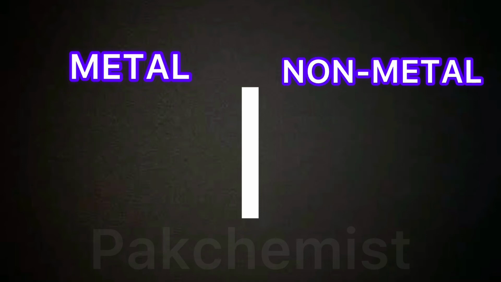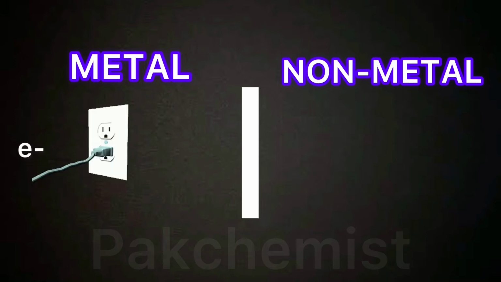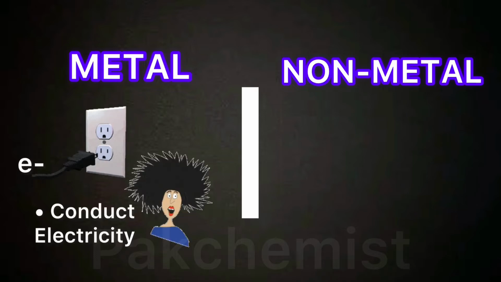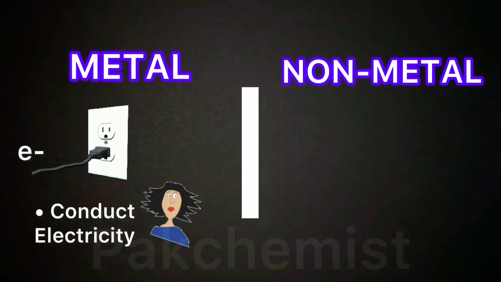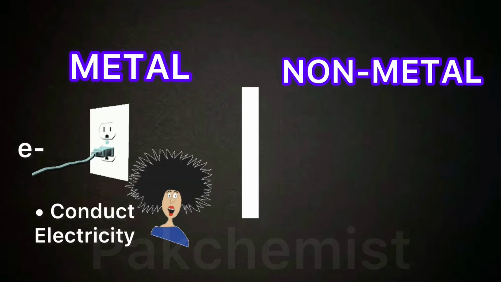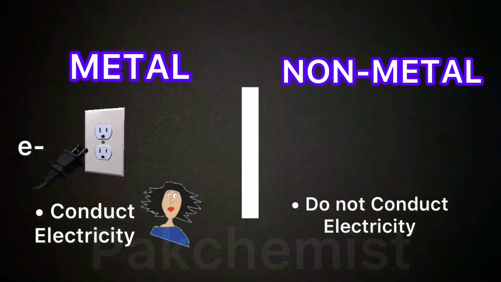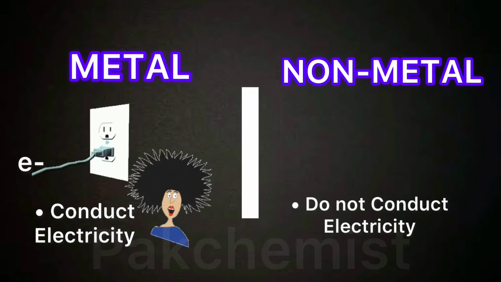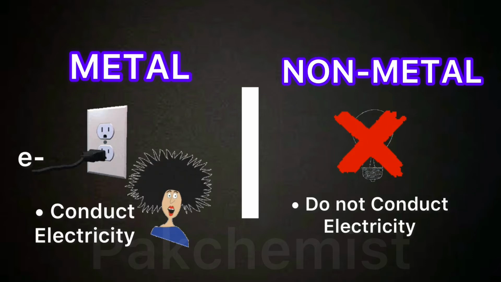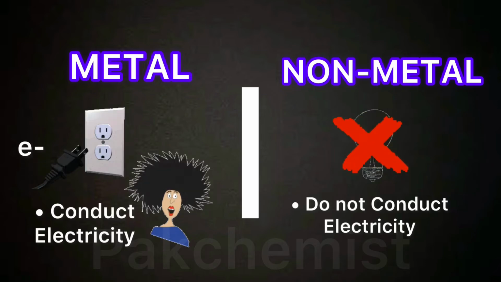So the fourth property is, as I told you before, that metals lose their electrons. It means when they lose electrons, those electrons flow through the wires and produce electricity. So it means they conduct electricity, while on the other hand, non-metals do not lose their electrons. They cannot produce electricity. So they are poor conductors of electricity.